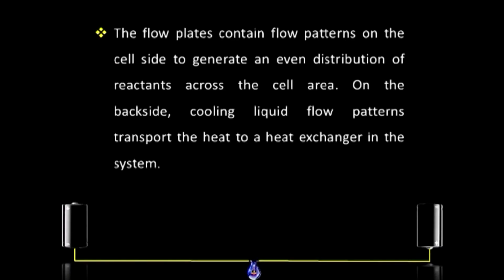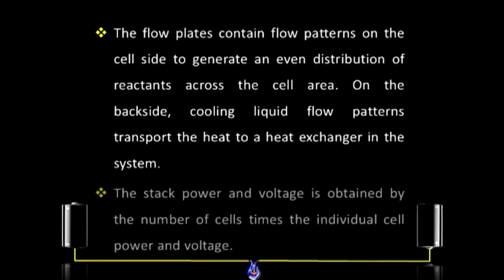These flow plates contain flow patterns on the cell side to generate an even distribution of reactants across the cell area. On the back side, cooling liquid flow patterns transport the heat to a heat exchanger in the system. The stack power and voltage are obtained by the number of cells times the individual cell power and voltage.